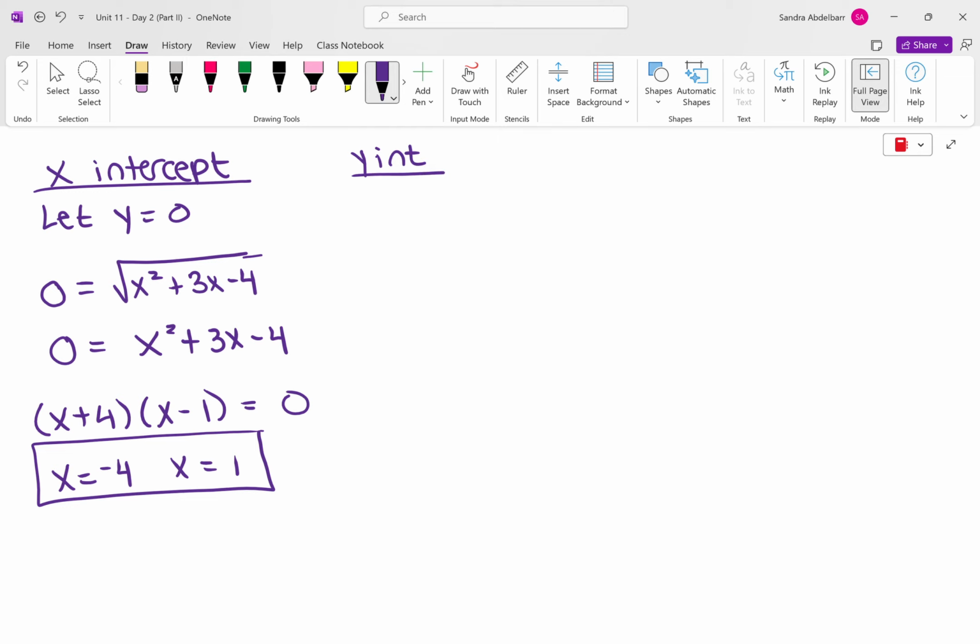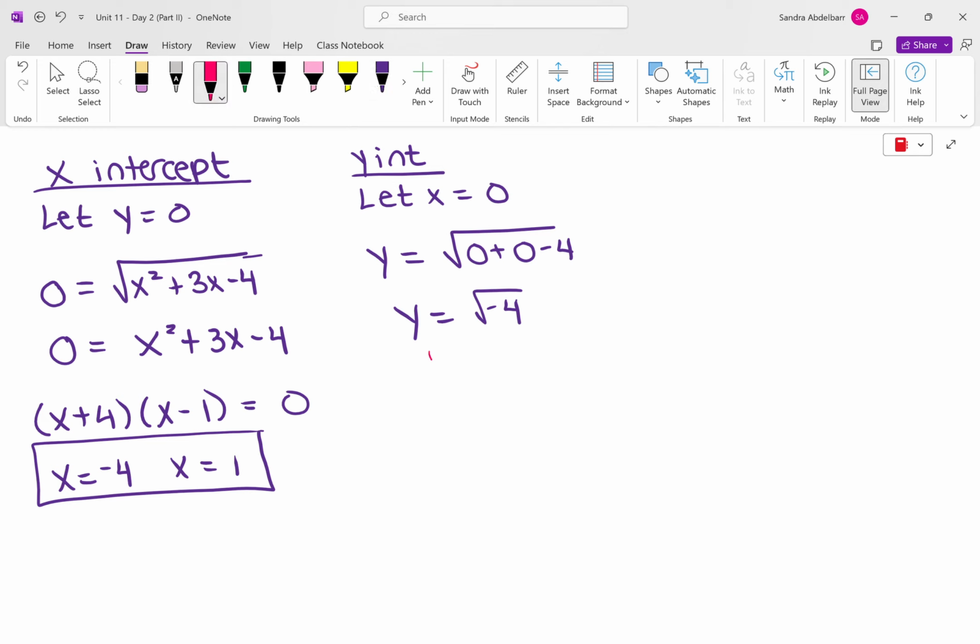I need to find my y-intercept. Remember, for the y-intercept, we're going to let x equal 0. So y equals the root of 0 plus 0 minus 4. Do we agree the root of -4 is imaginary? Since it's imaginary, what does that tell us? No y-intercept.